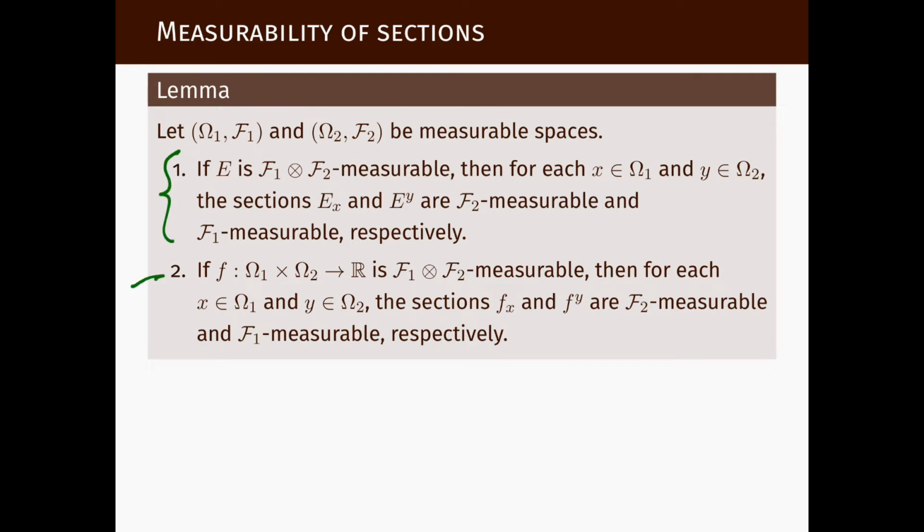And now we're going to move to the second part, which will actually be simpler than the first, even though this is not what it would suggest. And how did we prove the first part? Well, what is the claim? Every set which is measurable with respect to the product sigma algebra, its sections by some fixed x will be F2 measurable.